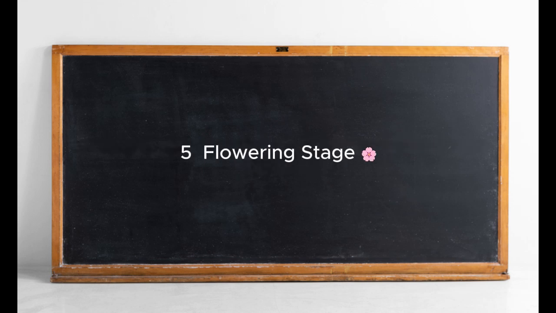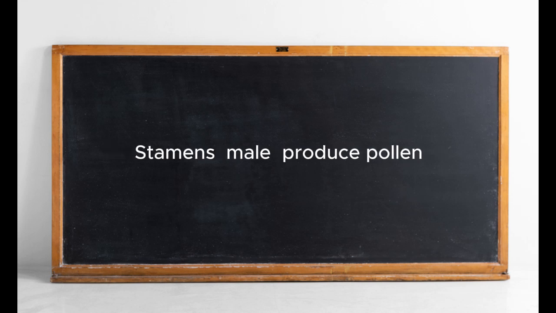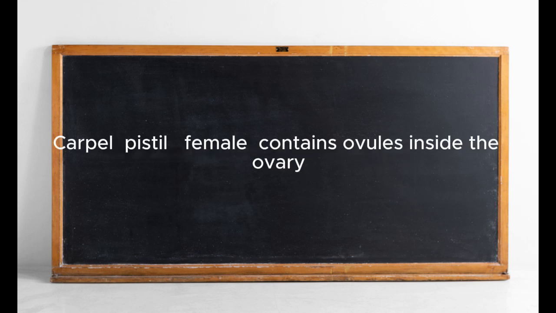5. Flowering stage. When the plant reaches maturity, it produces flowers. Flowers contain reproductive organs. Stamens produce pollen. The carpel contains ovules inside the ovary.